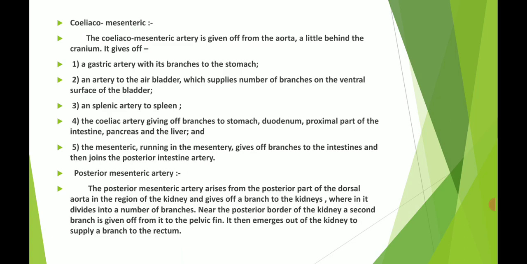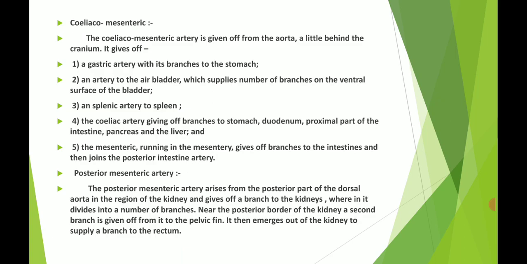Here the coeliacomesenteric arteries are present. The first one is a gastric artery with its branches to the stomach, then an artery to the air bladder, which supplies a number of branches on the ventral surface of the bladder, and a splenic artery to the spleen. The coeliac artery gives off branches to the stomach, duodenum, proximal part of the intestine, the pancreas and the liver.